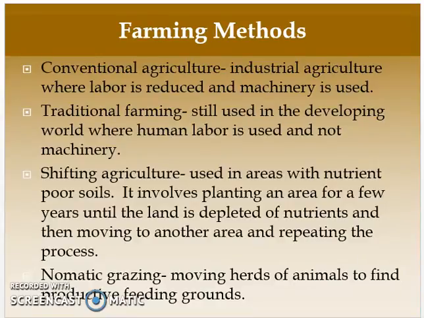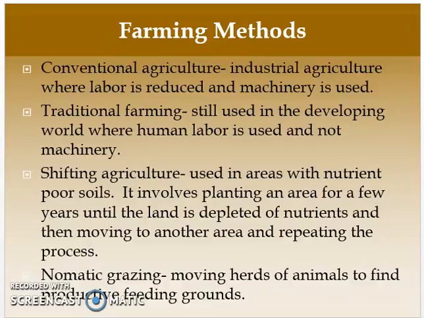Shifting agriculture. Shifting agriculture could also be known as slash and burn. You plant an area for a few years. When the soil is depleted of all the nutrients, you just move to another area and repeat the process. The idea with shifting agriculture is maybe that you have 1,000 acres, and every year you use 250 acres. So you use 250 for a while, the other 750 sits empty and is being renourished. And then you just rotate through your land on a basis.